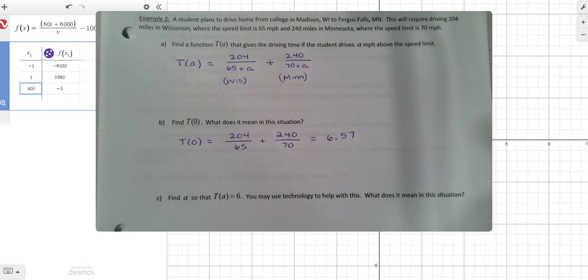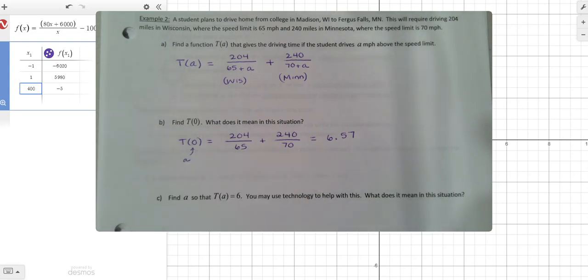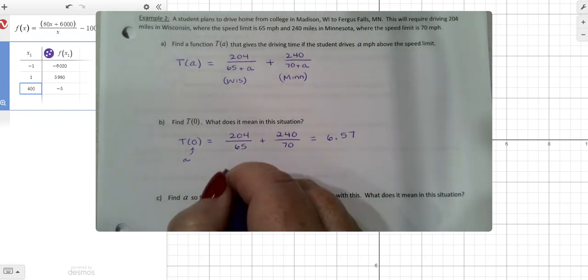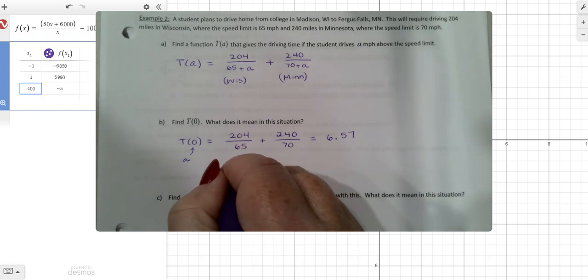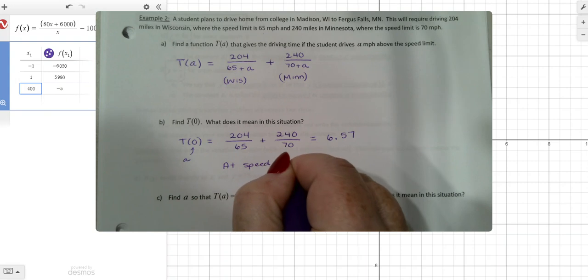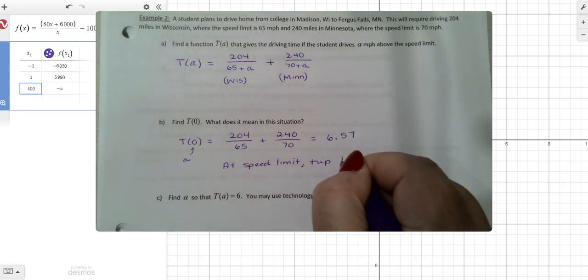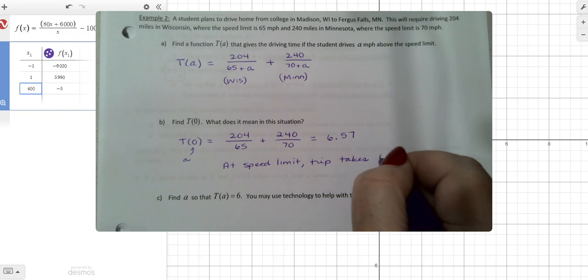All right, what does that tell us? Well, if the a value is 0, that means they're not going above the speed limit at all, right? So if they stick to the speed limit, it's going to take about 6.5 hours for them to get home from school. So at the speed limit, the trip takes 6.57 hours.